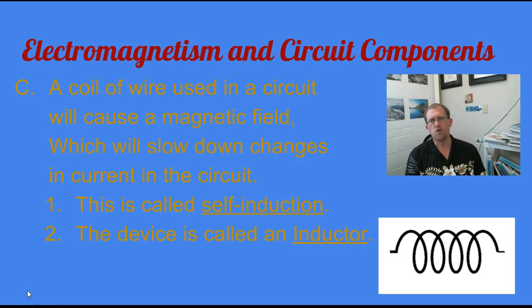Now we're going to show you a couple of electronic components, circuit components. The first one is an inductor, and it uses the relationship between electric fields and magnetic fields to cause a slowdown of current. A little bit of a tricky concept, but I think you'll be able to understand. When a magnetic field creates an electric current, that electric current then creates its own magnetic field as well.